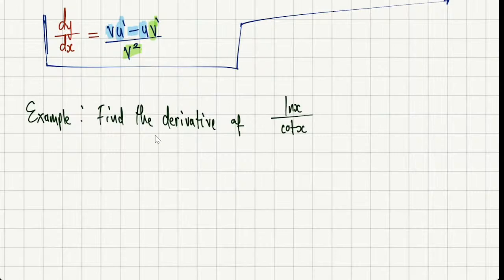What do you do, students? What do you do? What is it that you recognize here? We have a quotient. We have two functions dividing. Remember, ln x is what type of a function?